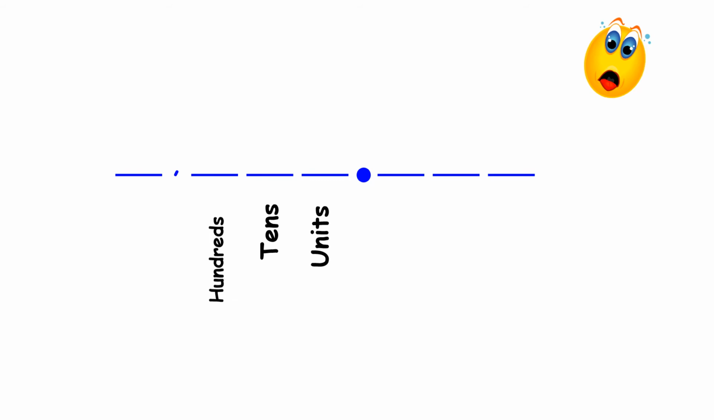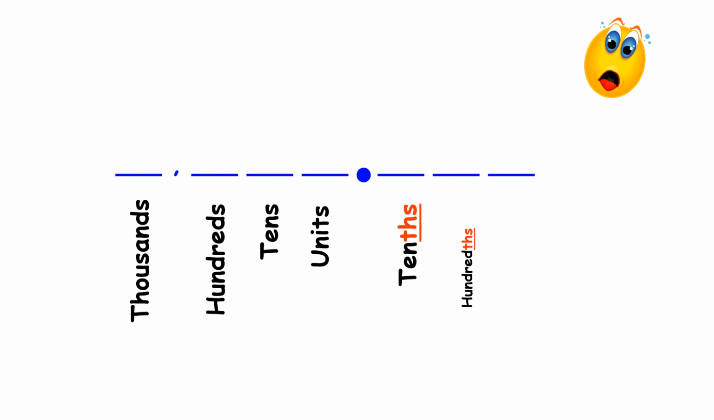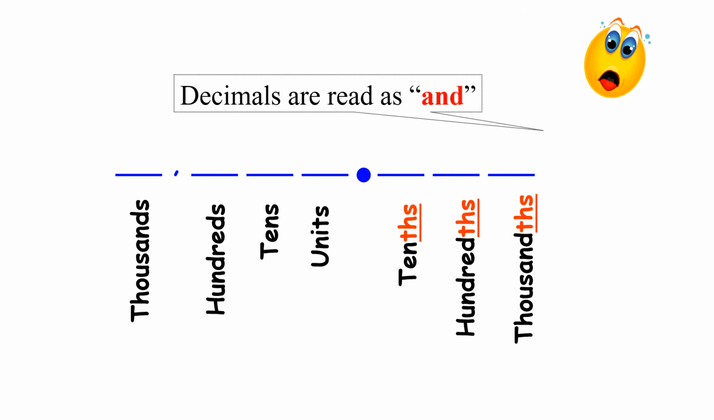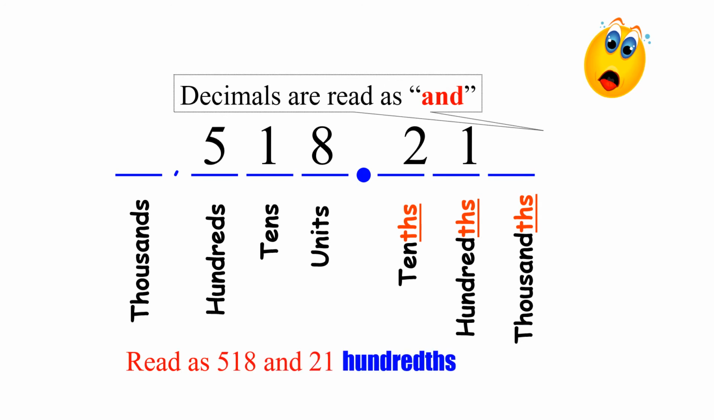Now let's remember the names of our rooms, which are units, tenths, hundredths, and thousandths. Okay, these are the names of our rooms. If I want to read any number, you have to know that the decimal point is read as "and". Okay, let's read this number: 518 and 21 hundredths.